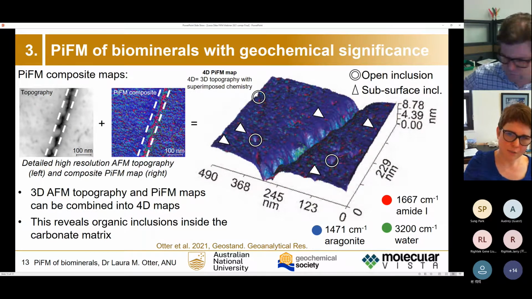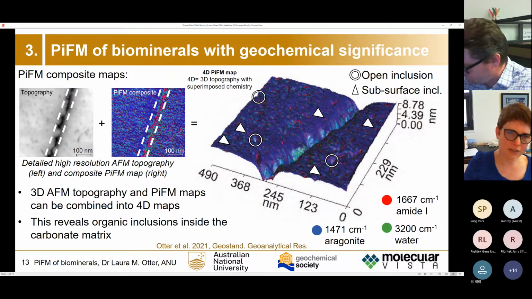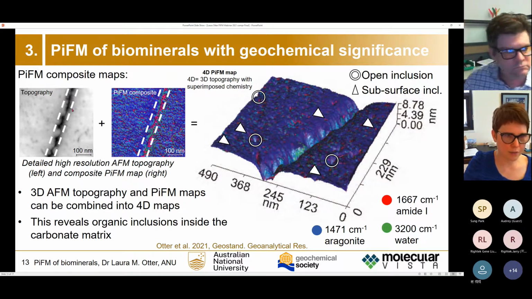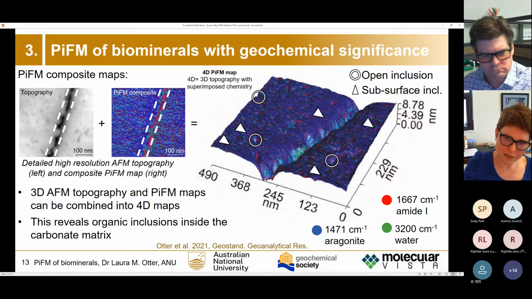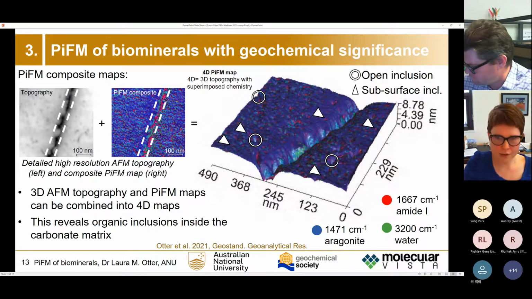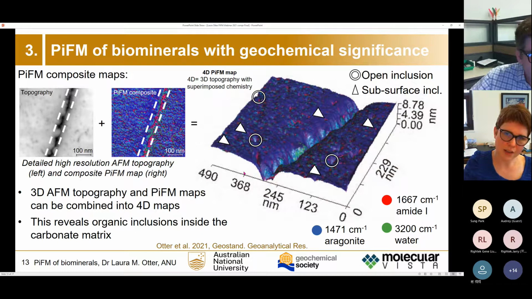And another way to look at PFM data, which I found very exciting, is that we can actually stack the 3D topography together on top of the PFM composite map. So what we get then is like a 4D data set showing the chemical information in a 3D setting. So we can have a perfect reproduction of the sample surface. And what we see here are these 3 peaks again, and we can get a better understanding of the organic inclusions this way. So I've just circled a few that were also visible in the topography map here as these little darker dots because they're recessed.